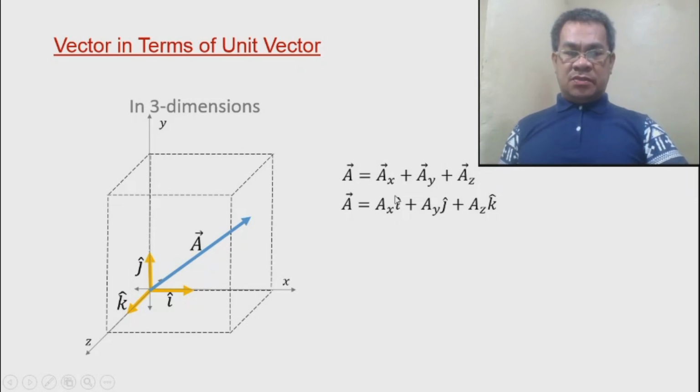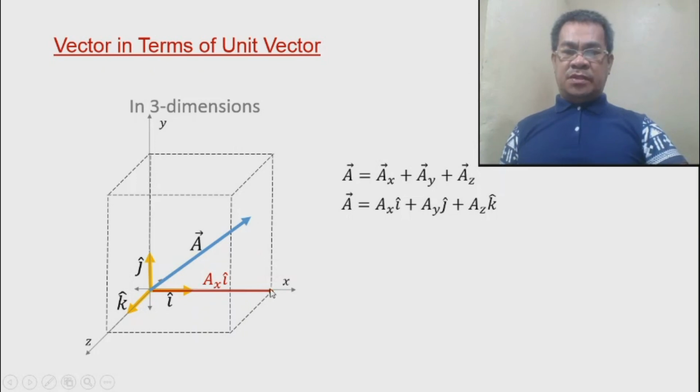So the question is, where are the Ax i hat, Ay j hat, and Az k hat graphically? Okay, look at this one. This is Ax, the x component of A, so this should be located on the positive x-axis because this is positive i hat. This is a vector starting from the origin towards this point. And remember, this is 3 dimensions, so we have to look at this figure as a box.